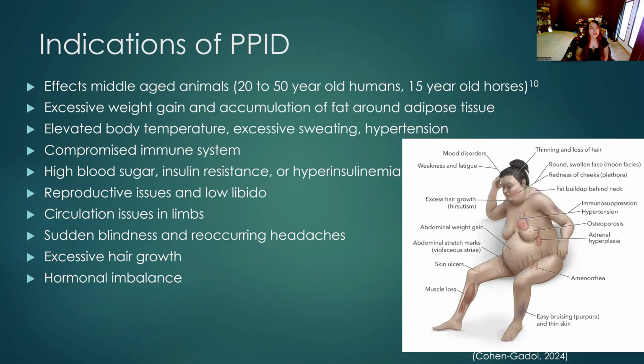So PPID usually occurs in middle-aged animals. Other indications are excessive weight gain and accumulation around adipose tissue, high body temperature, sweating, just stress, hypertension. You're sick all the time, so you have a compromised immune system, high blood sugar, insulin resistance, hyperinsulinemia, which is too much insulin in the blood. Also occurring are reproductive issues, low libido, circulation issues, excessive hair growth, hormone imbalance, and also sudden blindness and recurring headaches. So why is this?